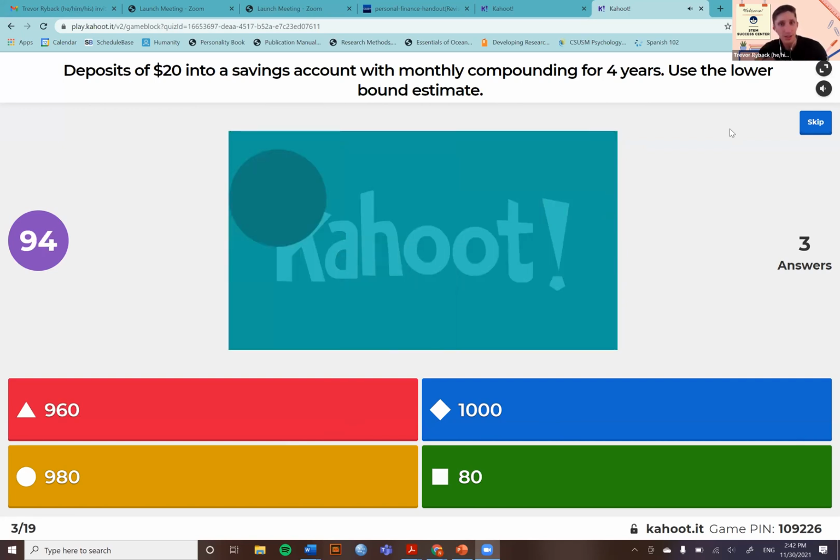Key here is, what is the lower bound estimate? How do we know how much will at least be in our account?